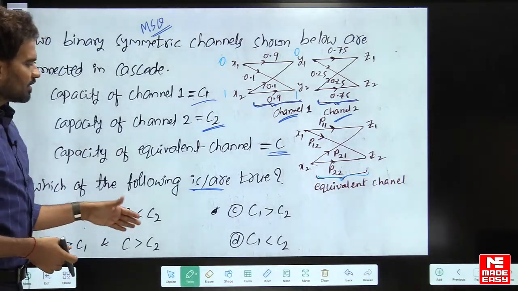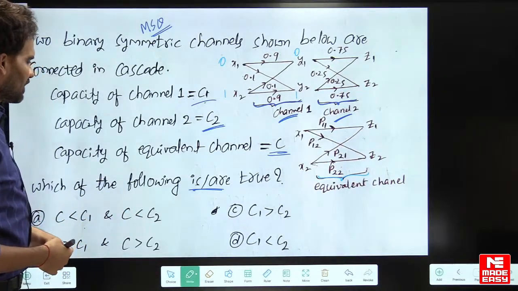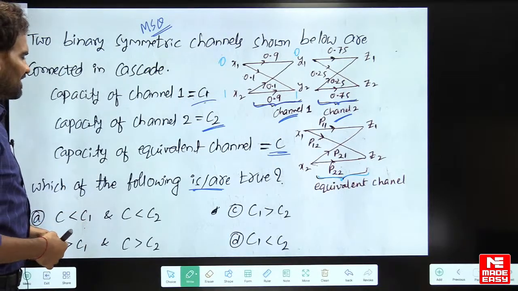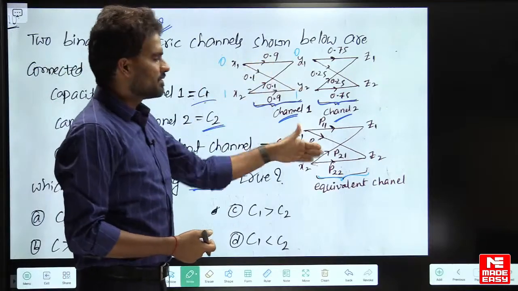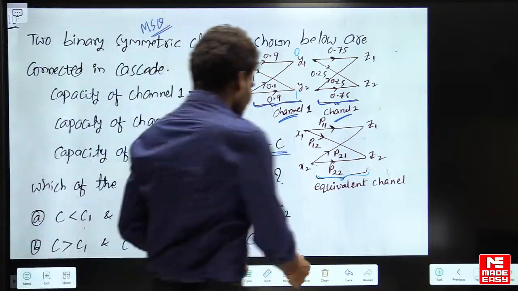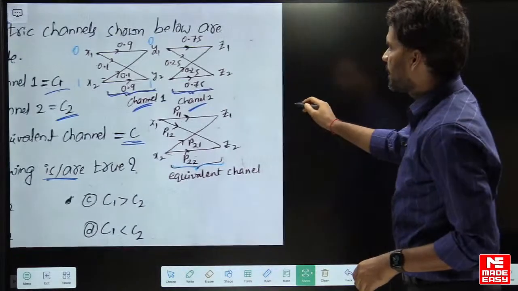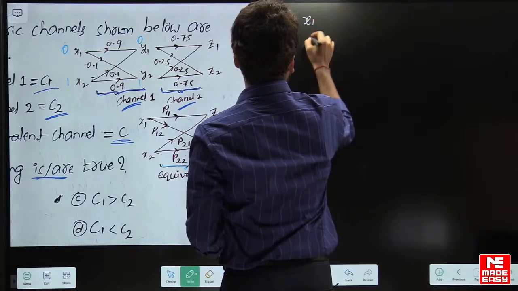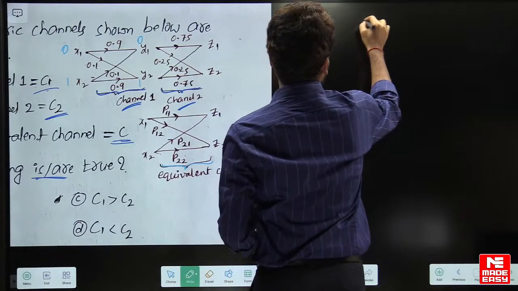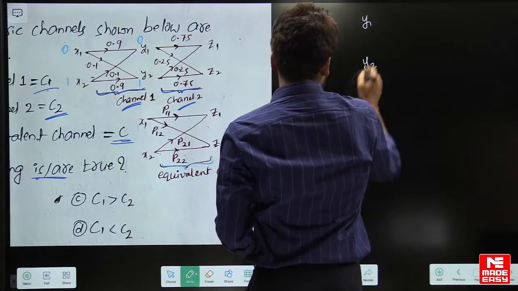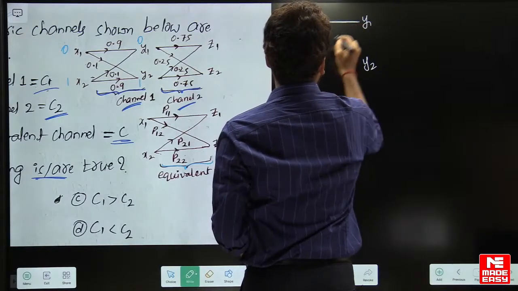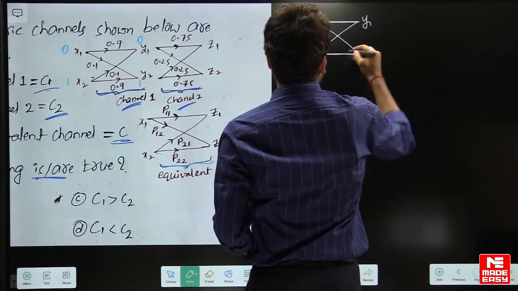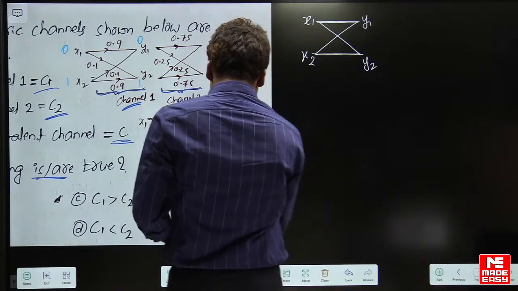Here we are just comparing the channel capacities, the relation between C1, C2 and C. So which of the following will be true? First we have to find the capacity of each of these channels. For a binary symmetric channel, I think you know this. I'm taking one binary symmetric channel like this, with x1, x2 as inputs and y1, y2 as the outputs.